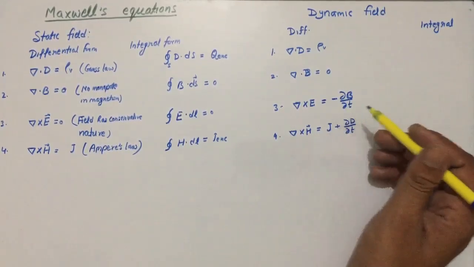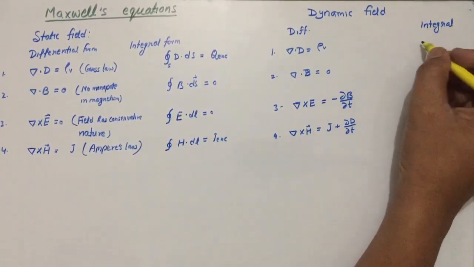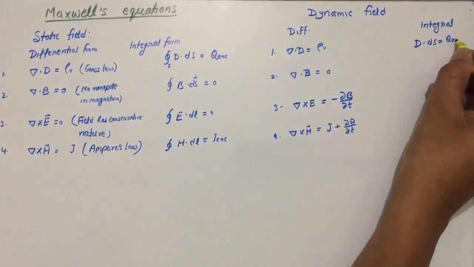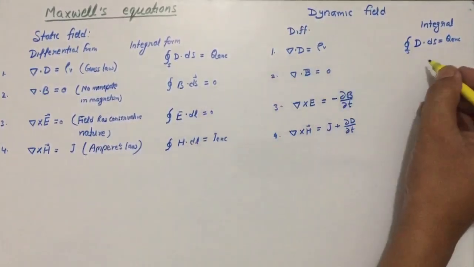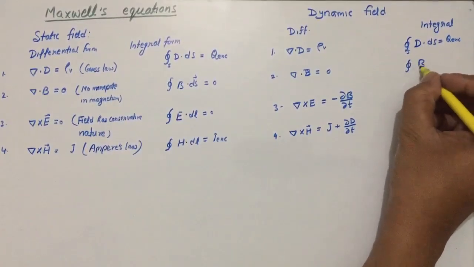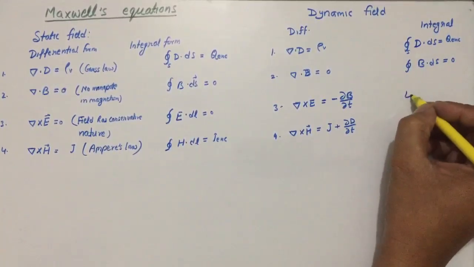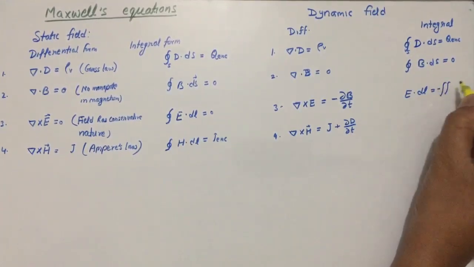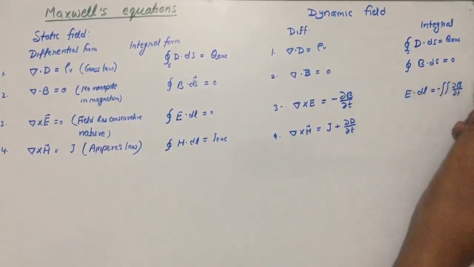And in integral form, the first and second equations remain the same as they are. That is related to the Gauss law: D dot ds is equal to charge enclosed for the closed surface, and the second equation also remains the same, that is for the closed surface B dot ds is equal to 0. But the third equation changes and it becomes E dot dl is equal to minus the del B over del t dot ds.